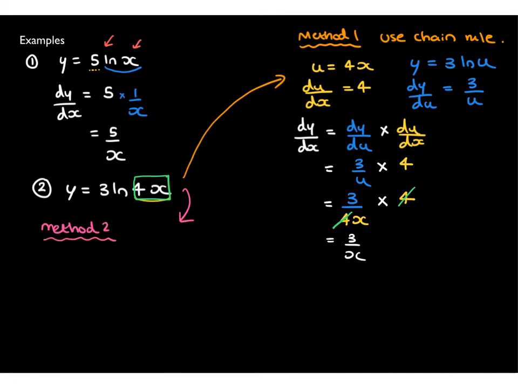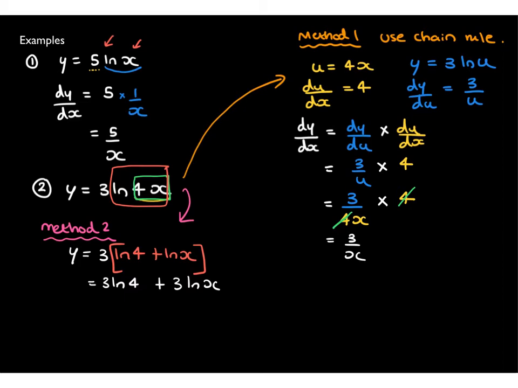And we can see this using another method to differentiate this. This time, what I'm going to do is leave the 3 alone, and I'm going to take this part here, ln 4x, and I'm going to rewrite it as ln of 4 plus ln of x, 3 being the multiplicative factor outside, using a logarithmic rule. I can then expand, so we get y equals 3 ln 4 plus 3 ln x. Now, differentiating dy by dx, well, let's focus on the two parts of this. This is a constant.